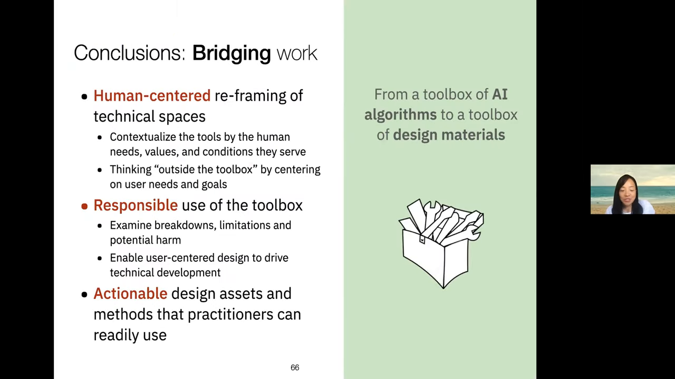So reaching the end of my talk, I also want to give this concluding remark on how we do this bridging work from the toolbox of XAI algorithms to a toolbox of design materials. I think there are three principles we follow. One is that we want it to be human-centered, and I believe human-centered is not just about designing and evaluating with the user. We need to take a fundamental shift of view to reframe the technical space, contextualize the algorithm in terms of what human value needs they serve, and that will also encourage practitioners to foreground users instead of technical affordance. We also need to think outside the box, center our analysis on user needs, and that will also help us to see where this toolbox falls short.